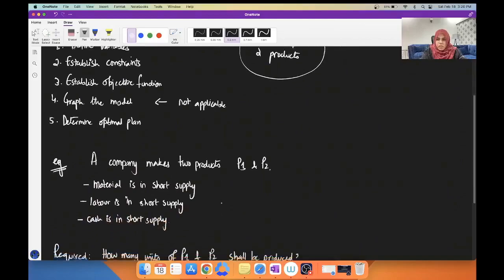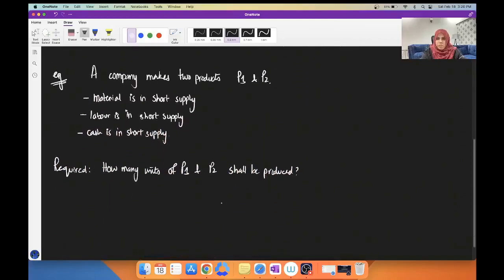Now, what is the example? So the example says a company makes two products, P1 and P2. Material is in short supply, labor is in short supply, cash is in short supply. The requirement is how many units of P1 and P2 shall be produced.